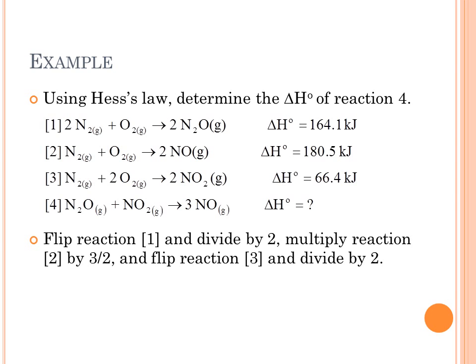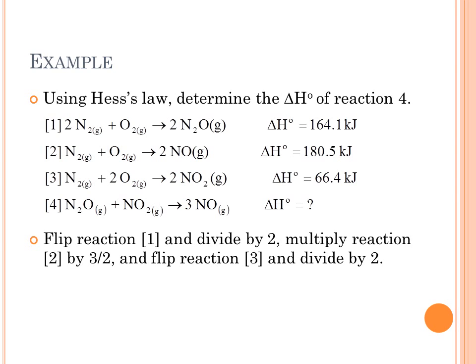We need to flip that first reaction. And the coefficient in that fourth reaction is only a 1, but it's a 2 in reaction 1. So we're going to divide that first reaction by 2 and change the enthalpy correspondingly.